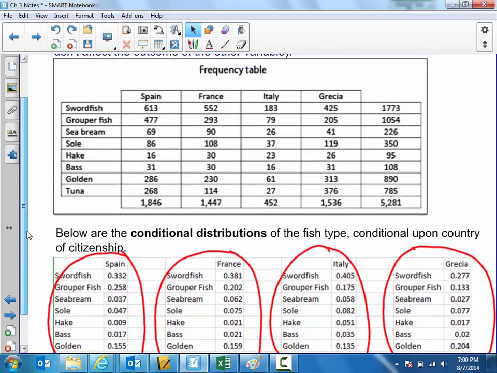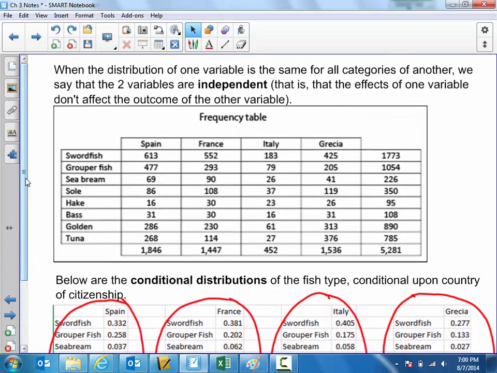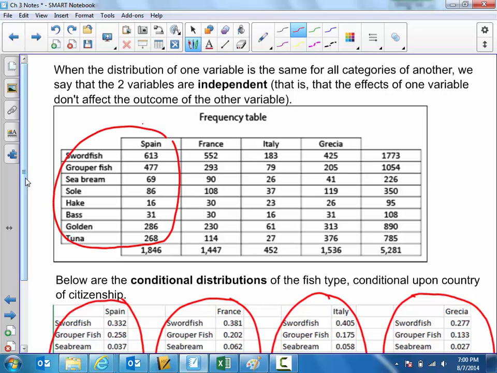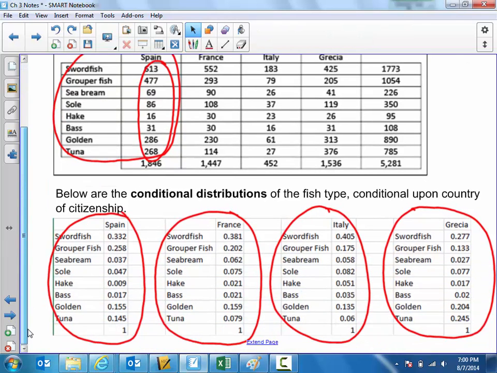So you can think of a conditional distribution as basically being the first circled conditional distribution there, but instead of displaying the counts, we've expressed the counts as percentages, as you can see there, the 0.332, the 0.258, the 0.037, etc. So we know of the people from Spain, what percent of those people prefer swordfish compared to everyone else interviewed? What percent of people prefer sole compared to everyone else interviewed?